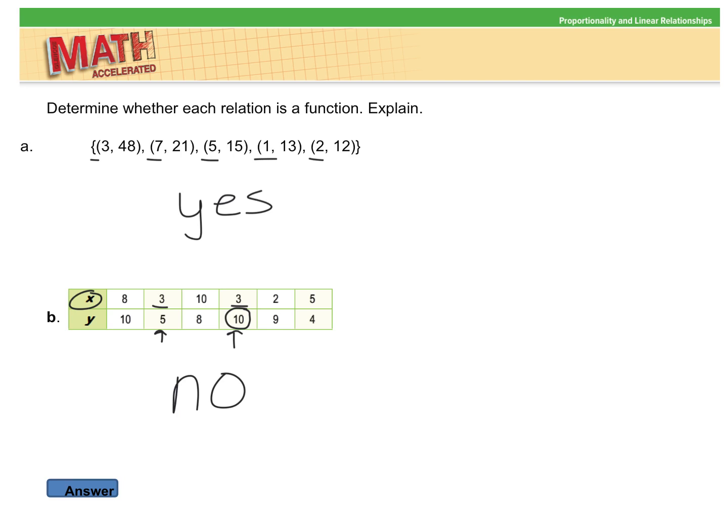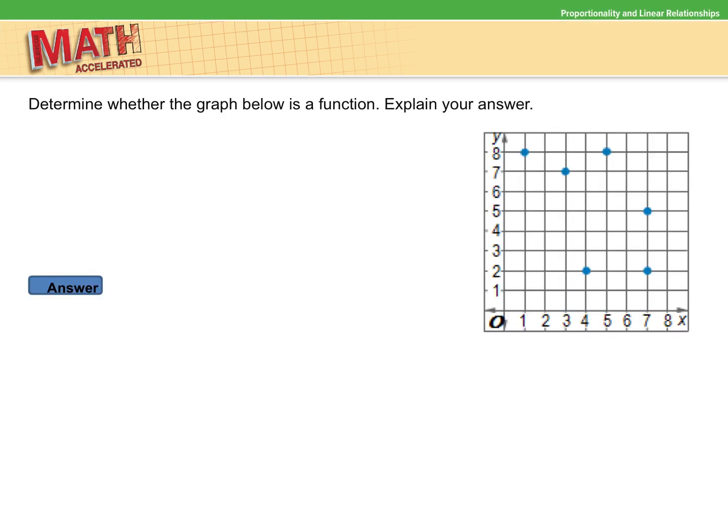Any questions so far with ordered pairs and tables? Let's look at what it looks like for a graph. What I want you to do, think to yourself, is this a function or not, just by looking at the graph? When we had tables and ordered pairs, what value did we care about? X. Where's x on a graph? Show me with your arms. Horizontal or vertical? The x-axis is horizontal. Our x-axis is right here, so we care about our x values.